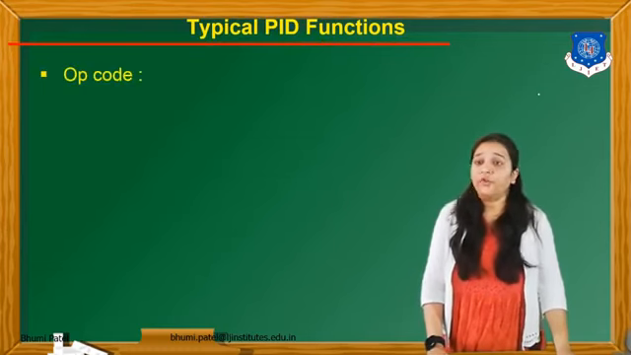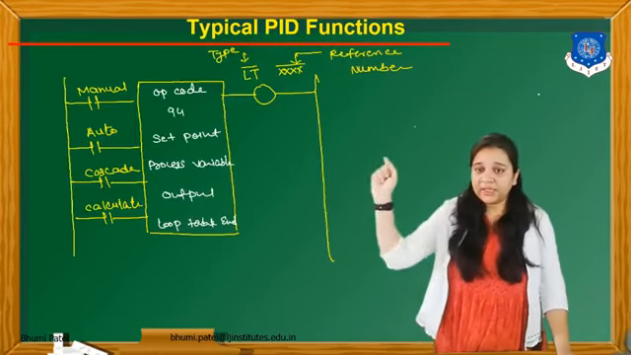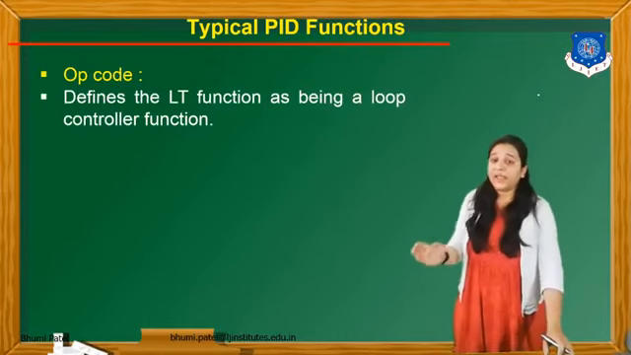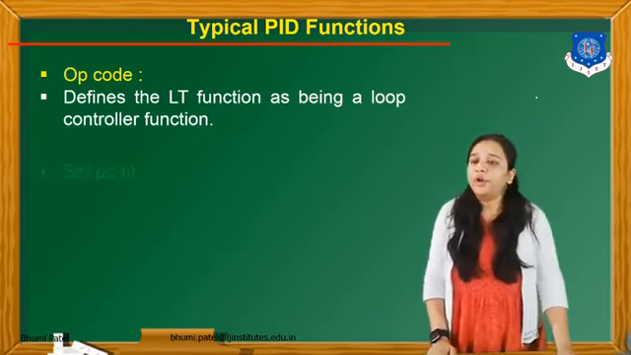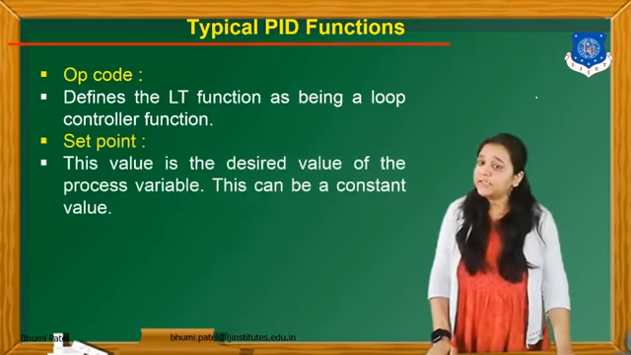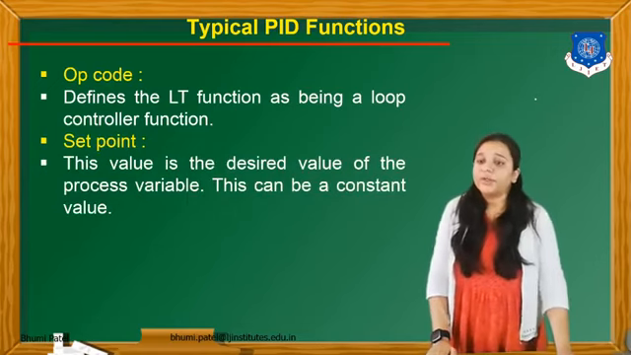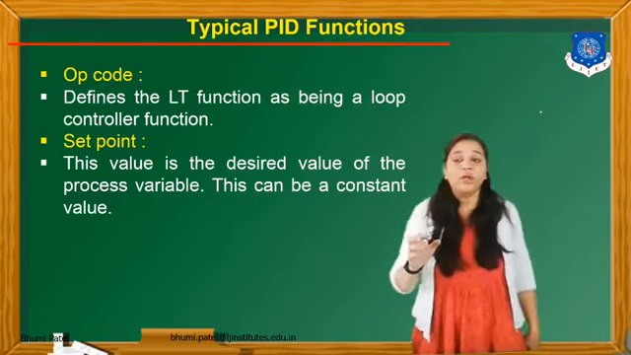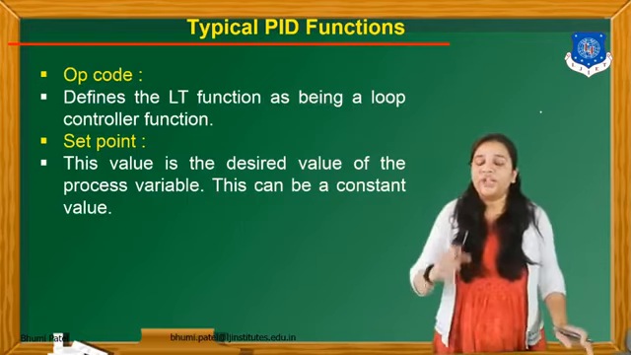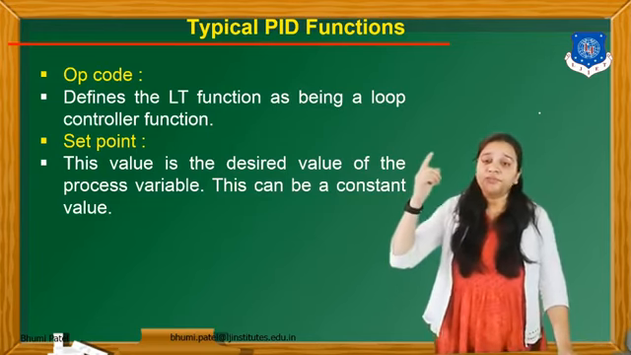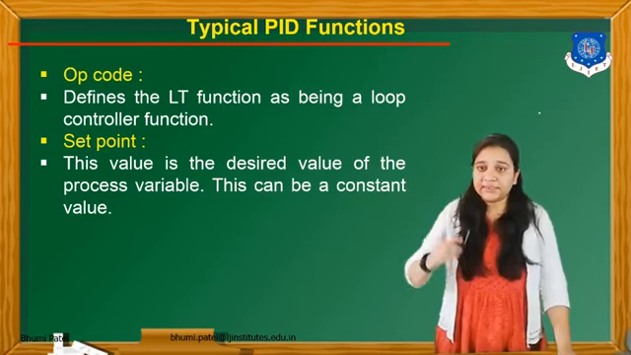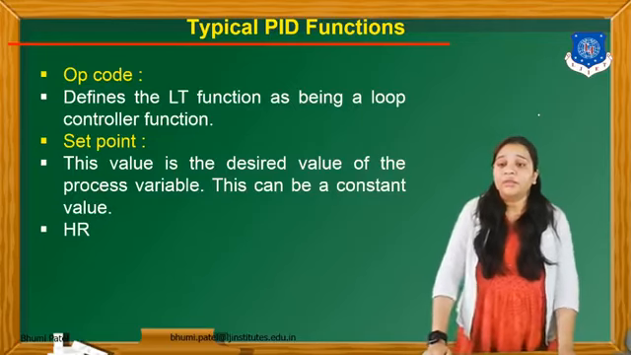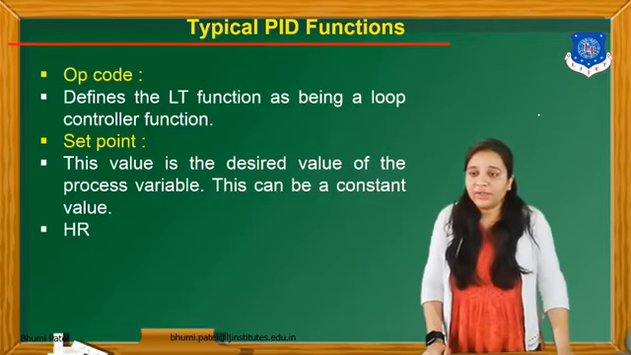Now first of all, what is the opcode that we have to use here in the block format? The opcode defines the LT function as being a loop control function. What is the set point? This value is the desired value of the process variable. This can be a constant value. So we have to compulsorily decide the set point of the closed loop system whenever we are programming in the PLC using the PID tuning.